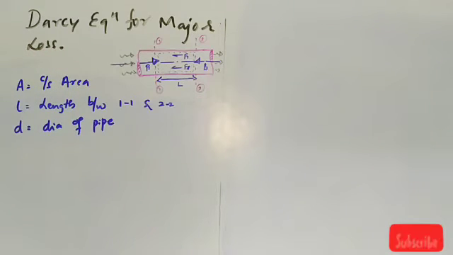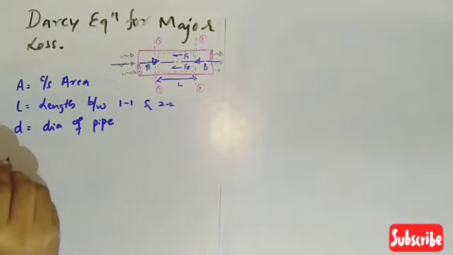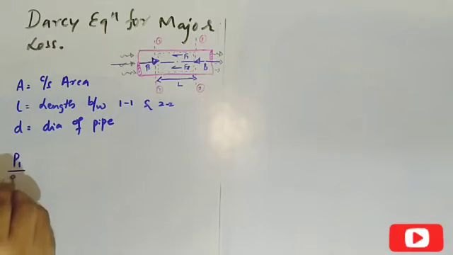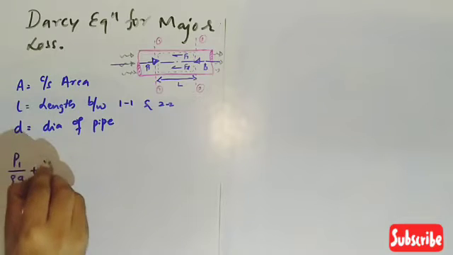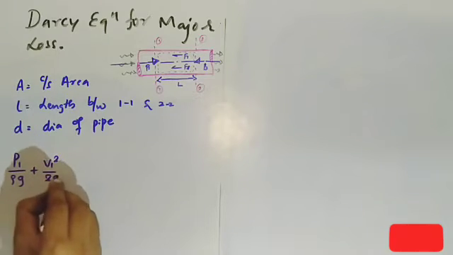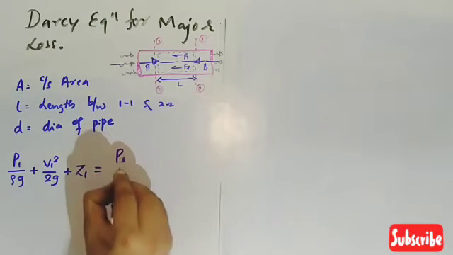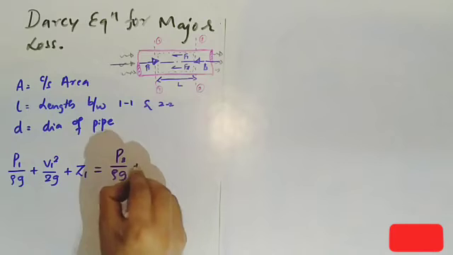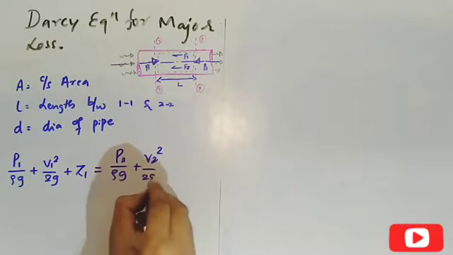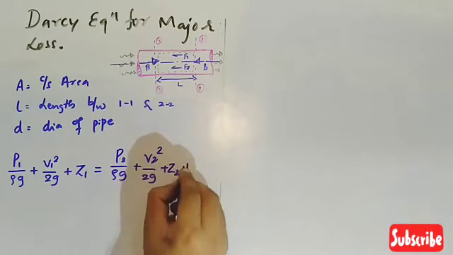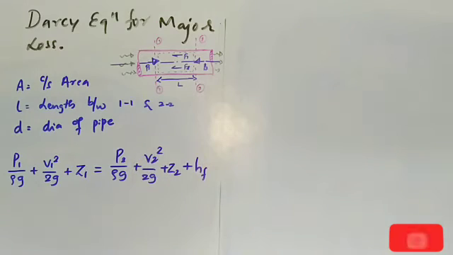Now applying Bernoulli's principle to this flow, we have the equation between sections 1 and 2: P1 by rho g plus V1 square divided by 2g plus Z1 equals P2 divided by rho g plus V2 square divided by 2g plus Z2 plus the loss of head due to friction.